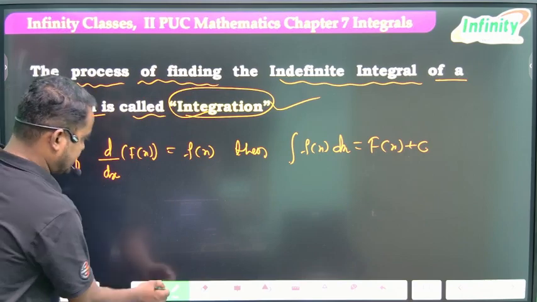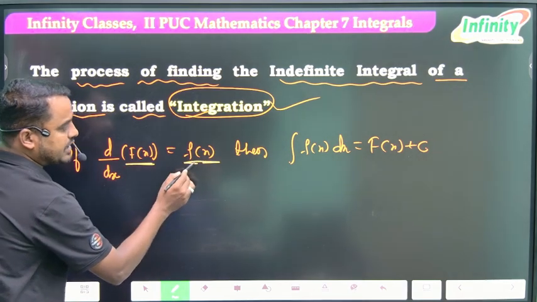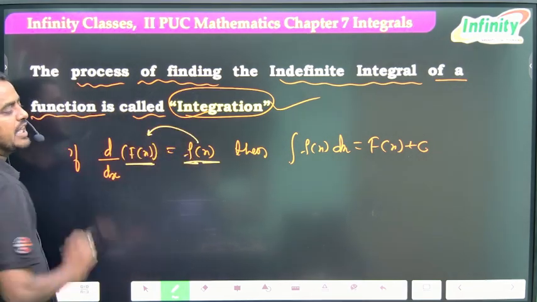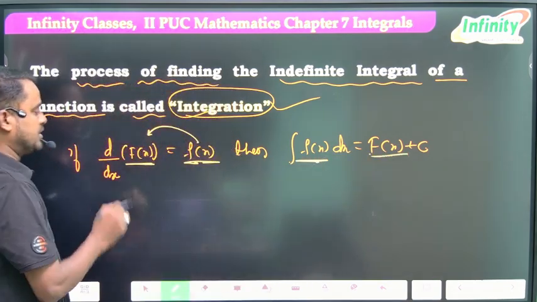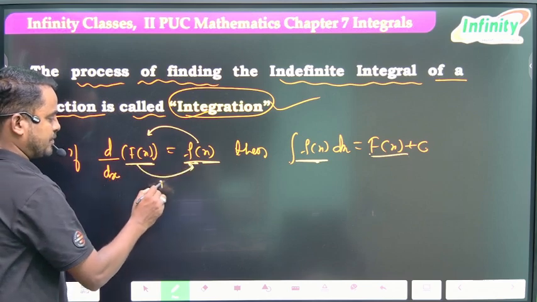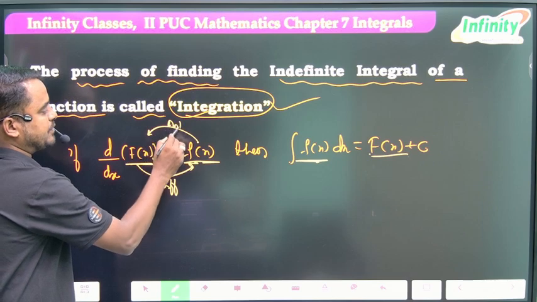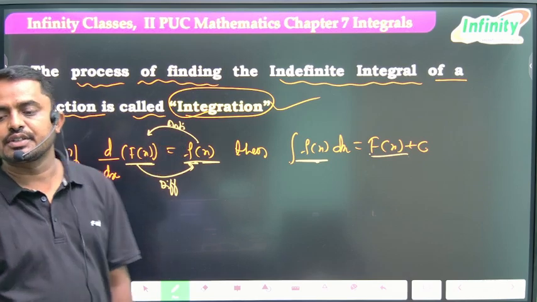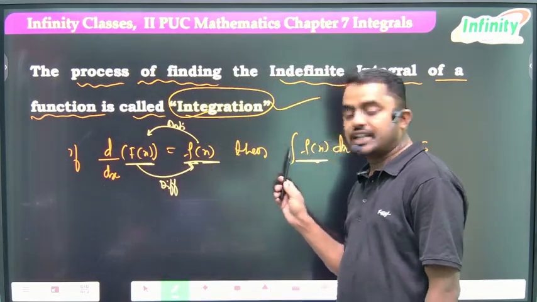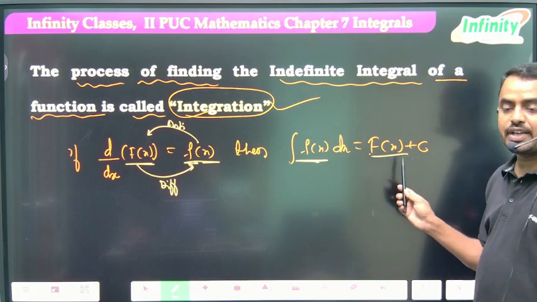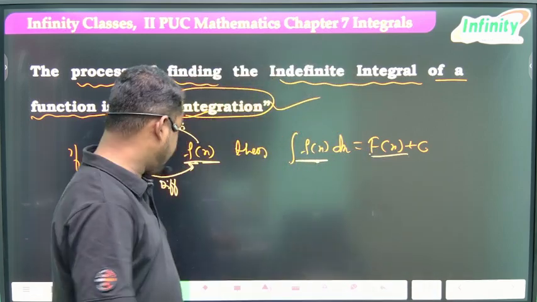See here, if the derivative of F of x is f of x, and its antiderivative is F of x, then integration of f of x is capital F of x. This is differentiation and this is anti-differentiation. It means if the derivative of F of x is f of x, then integration of f of x is F of x plus c, where c is the constant of integration.